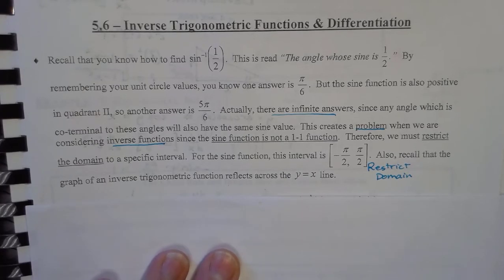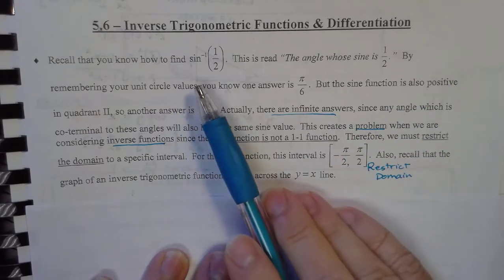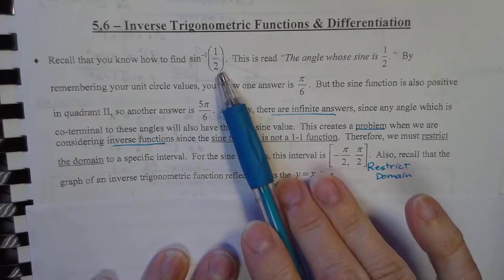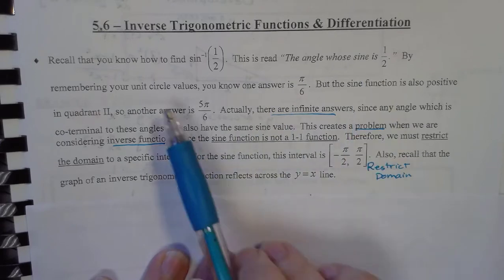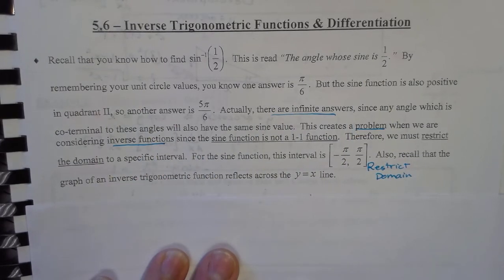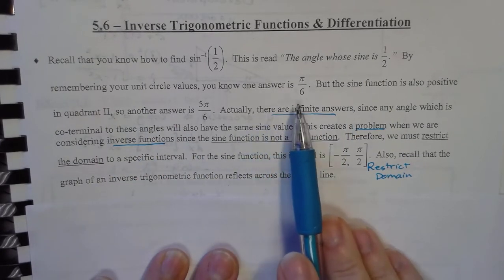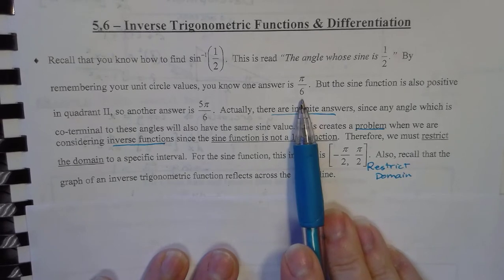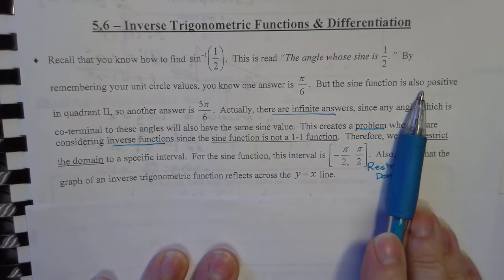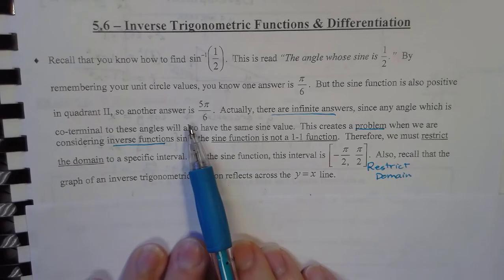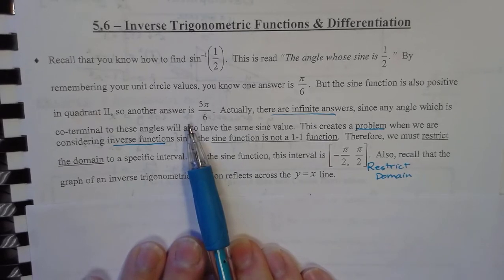5.6, inverse trigonometric functions and differentiation. Recall that you know how to find the angle whose sine is 1/2. By remembering your unit circle values, you know one answer is pi/6. But the sine function is also positive in quadrant 2, so another answer is 5pi/6.